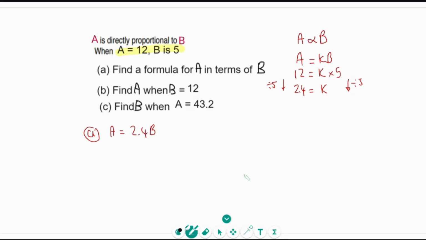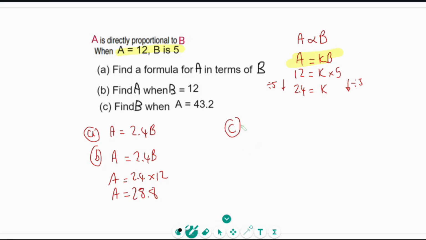I've used this formula here and just replaced my K for 2.4. Find A when B is 12. I know A is 2.4B, so A is equal to 2.4 times 12, which is 28.8.